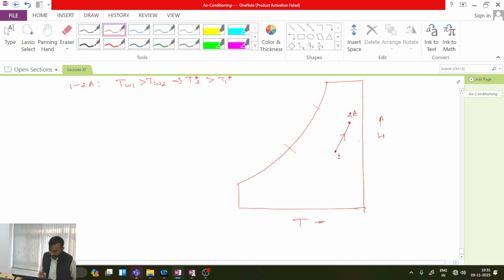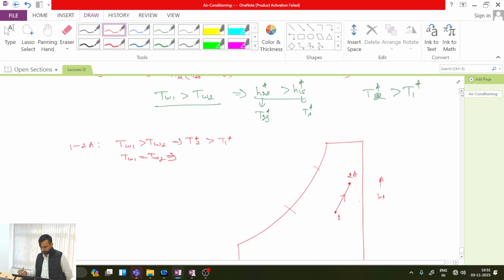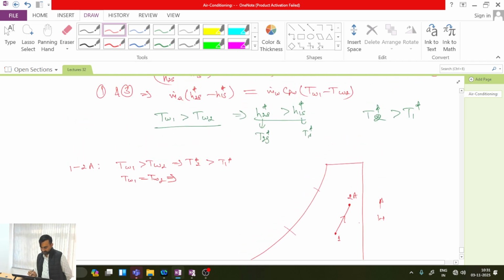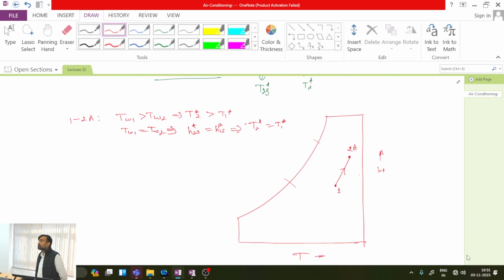Okay. The second condition is if TW1 equals TW2. In this scenario, what is this equation giving? This equation is telling that this will be 0, h2s star equal to, which must be equal to, TW2 will be equal to, T2 star must be equal to T1 star. Is this point clear?